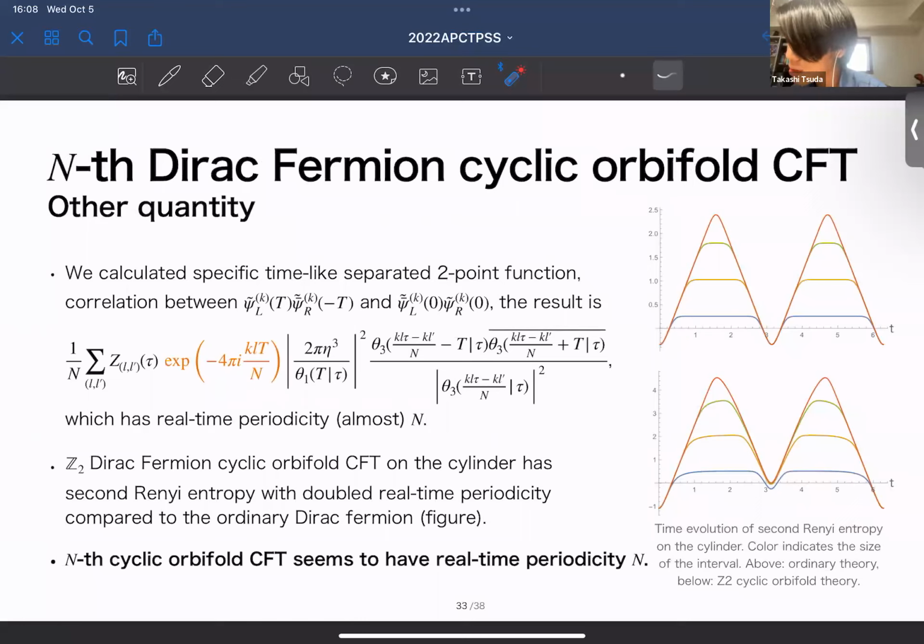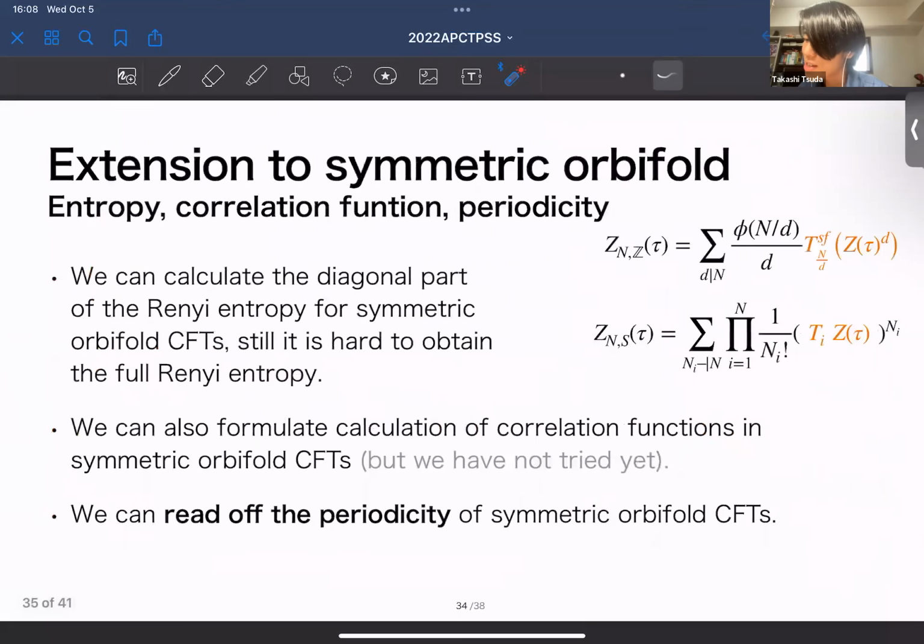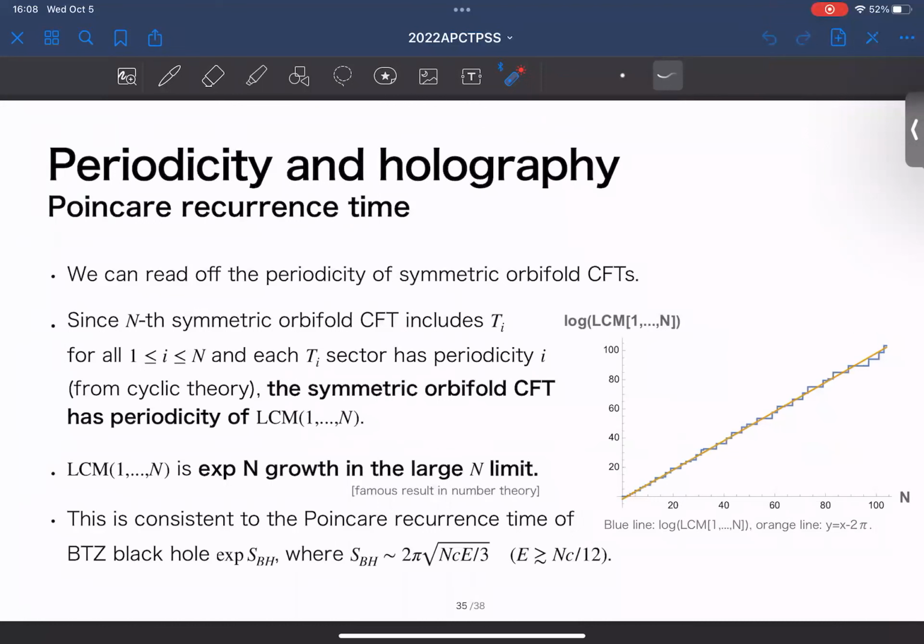If we consider the Renyi entropy on the cylinder, we can see that the periodicity is also doubled or n-tupled. Is this periodicity in the length of the interval, or is it some temporal periodicity? What do you mean by periodicity for the entropy? This periodicity means the periodicity of the theory, we think. Is it the periodicity in n, or what? I'm sorry, I'm not able to understand what is periodicity of entropy.